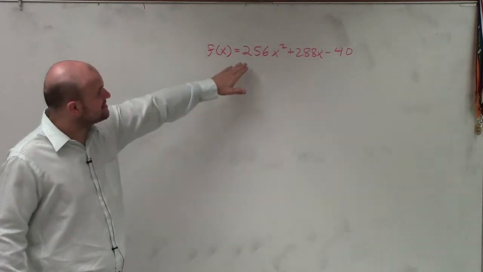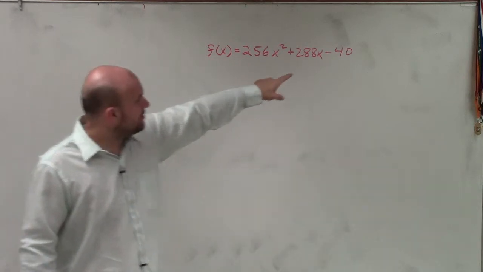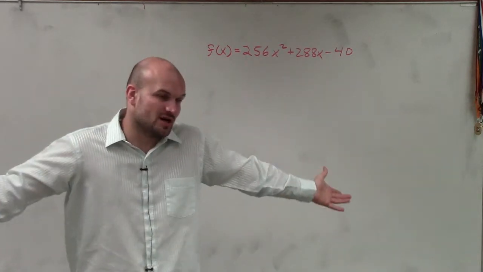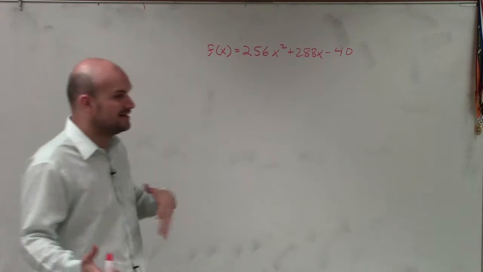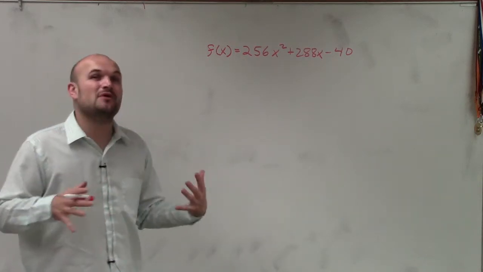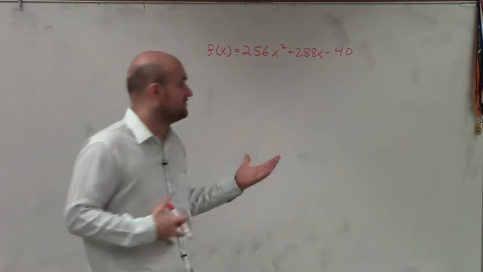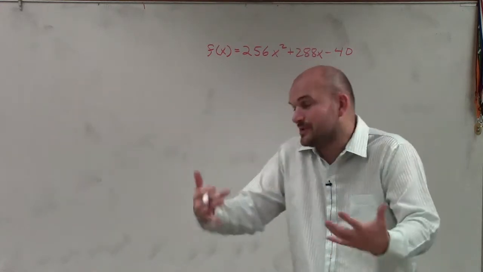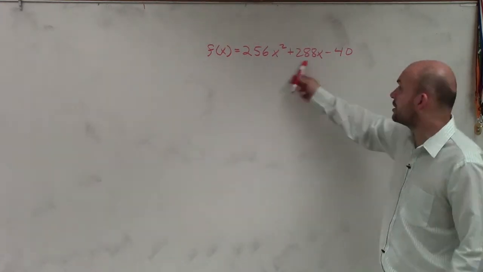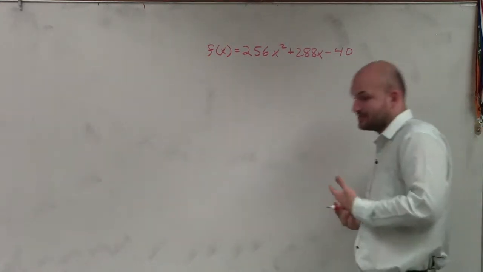I see this 256, but I see 40, and I know that 40 is not a perfect square. So I'm not going to be able to use the perfect square trinomial, and therefore I'm going to want to factor out the GCF of this equation. Now, you can see I'm dealing with some pretty big numbers. Fortunately, these are all even numbers, so I know I could divide out a 2.